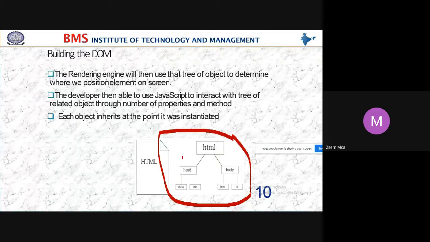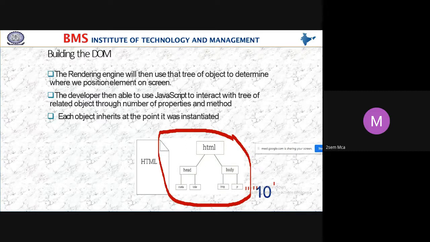So here the main HTML program is divided into two components, head tag and body tag. In the head tag we write meta tag and title tag, and in the body tag we write image tag, paragraph tag, bold tag, italic tag. I can also write table tag, ordered list, unordered list. So many things I can write.